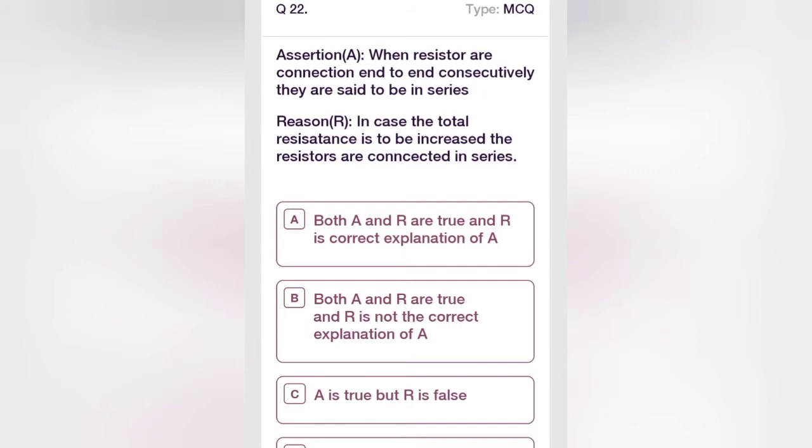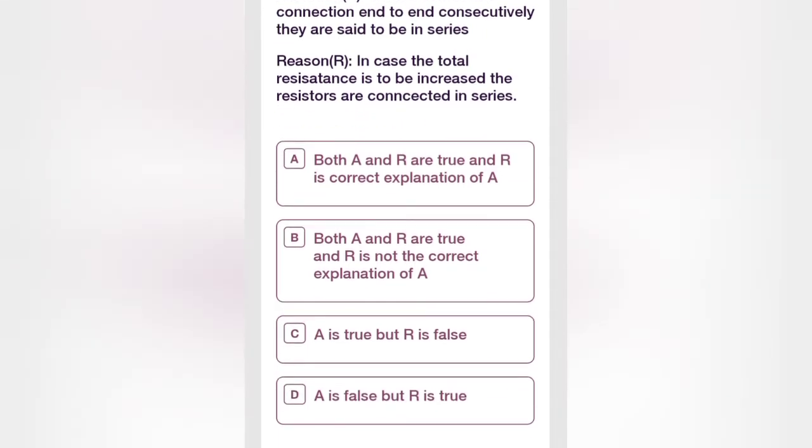Why they are called a series connection, it is not mentioned, but here they have given total resistance is to be increased, means we need to connect it in series. So the reason is not a correct explanation of the assertion, so it must be option C.